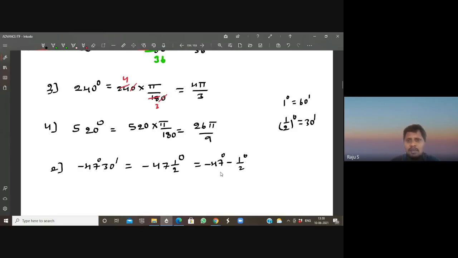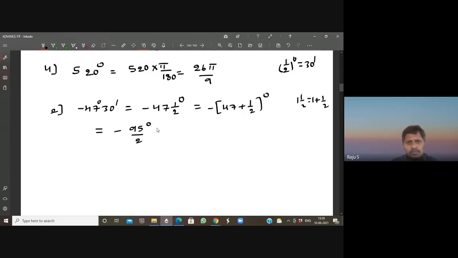We can write like this because we can use the bracket. For example, 1.5 can be written as 1 plus half. In the same way, I want to keep it in the bracket. Sometimes students might be confused here. Shall I write 47.5 as 47 plus half? Take LCM 2. 2 into 47 is 94, plus 1, so 95 by 2 degrees. For minus 47 degrees 30 minutes I have written minus 95 by 2 degrees.